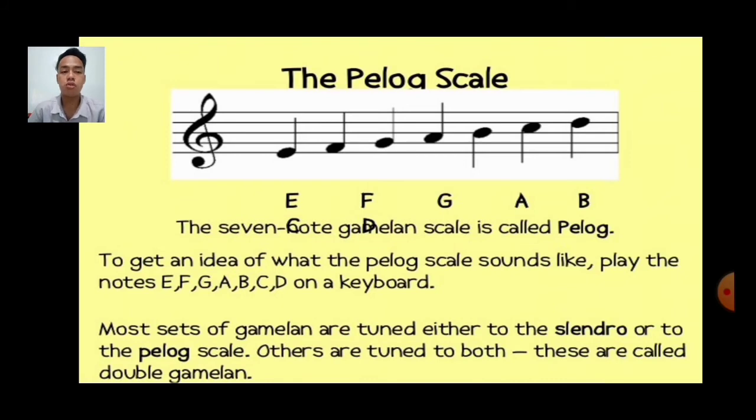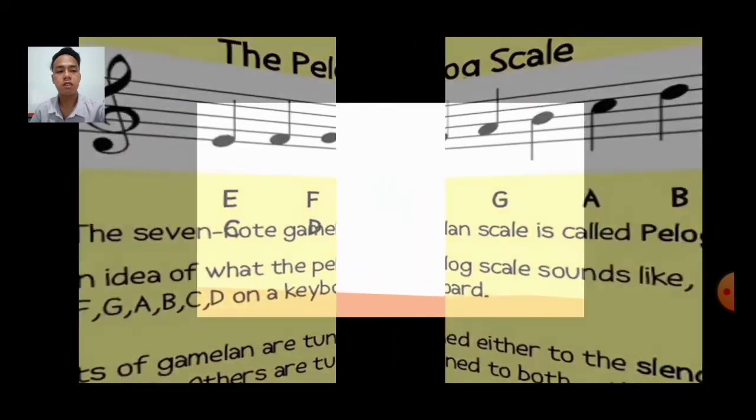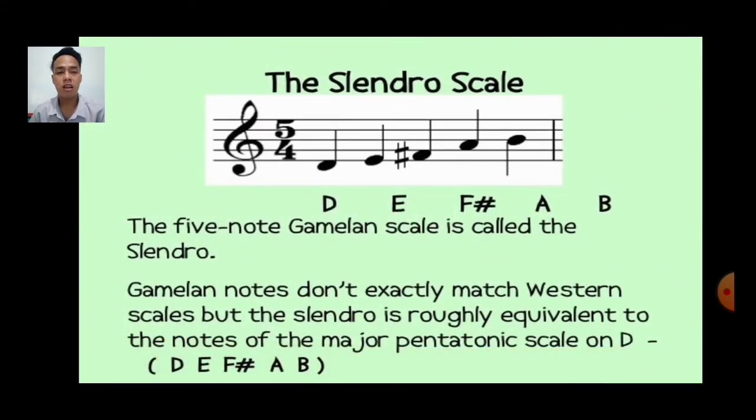Others are tuned to both. These are called double gamelan. Next, we have the Slendro scale. Okay, the Slendro scale has 5 notes. Gamelan notes don't exactly match Western scales, but the Slendro is roughly equivalent to the notes of the major pentatonic scale on D, E, F sharp, A, and B.